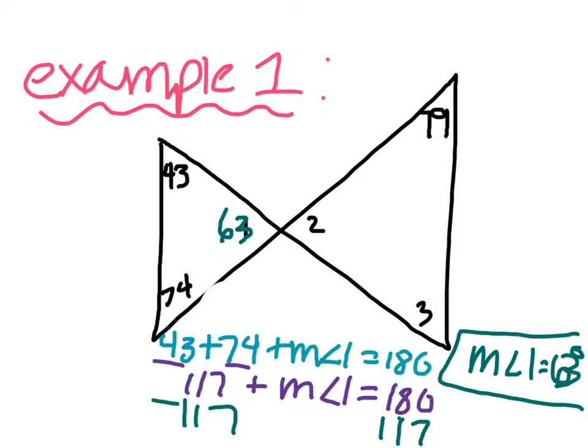We can figure out what angle 2 is without doing any sort of math. If we look, angle 1 and angle 2, those are vertical angles. They're angles that aren't adjacent, but they're formed by two intersecting lines. And we know vertical angles are equal. So we know angle 2 is 63 degrees.